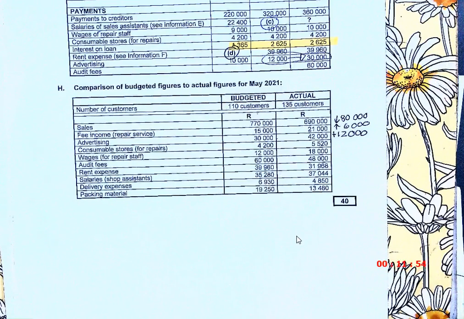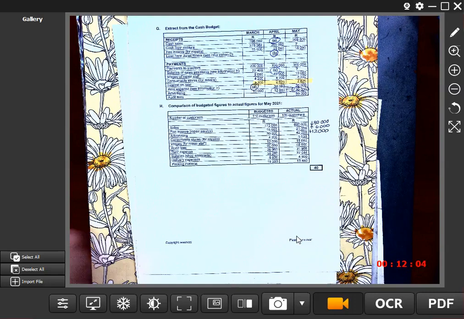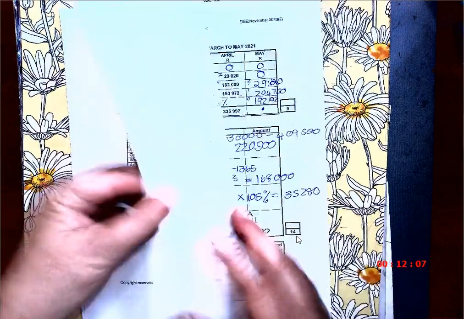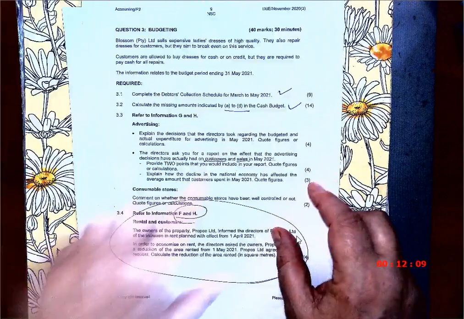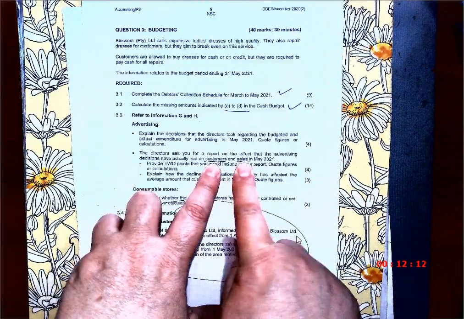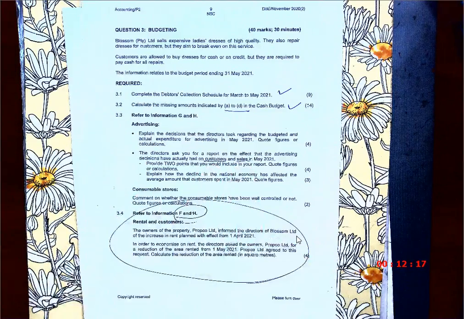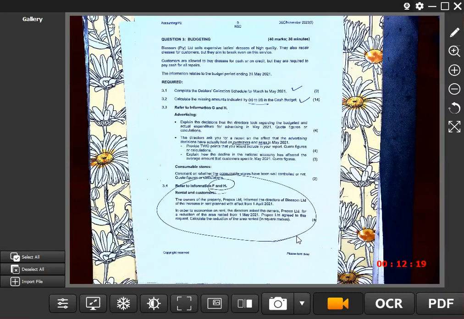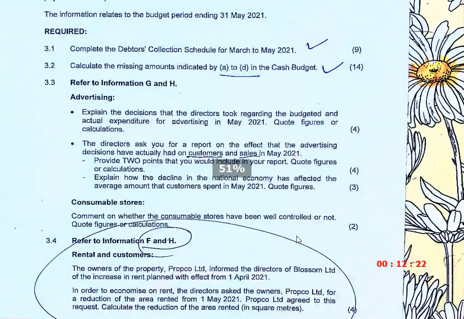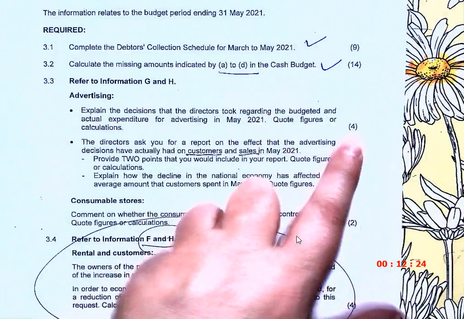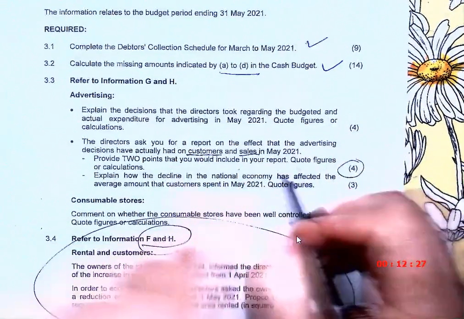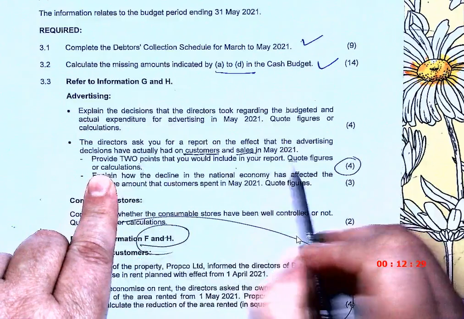So now, what do they want? They want a comment on the customers, and they want a comment on the sales. Remember, that's what they said. If I look here, they say, comment on the customers and the sales. Can you see they didn't ask you to comment on fee income? Okay, you guys got it. So now, can you see it's 4 marks, and they say 2 points, quote figures.